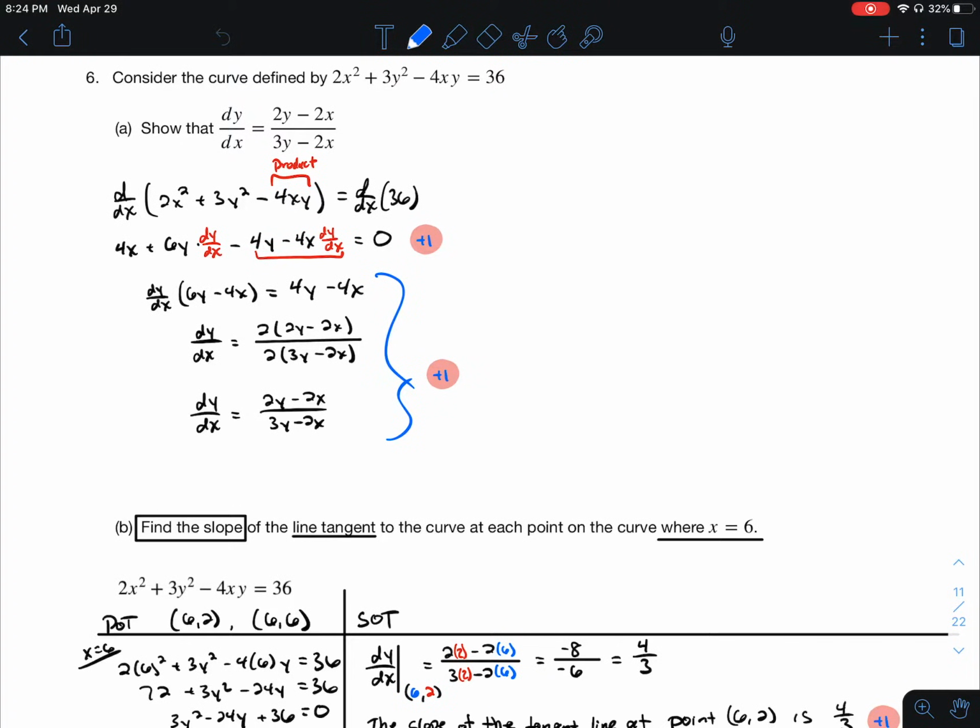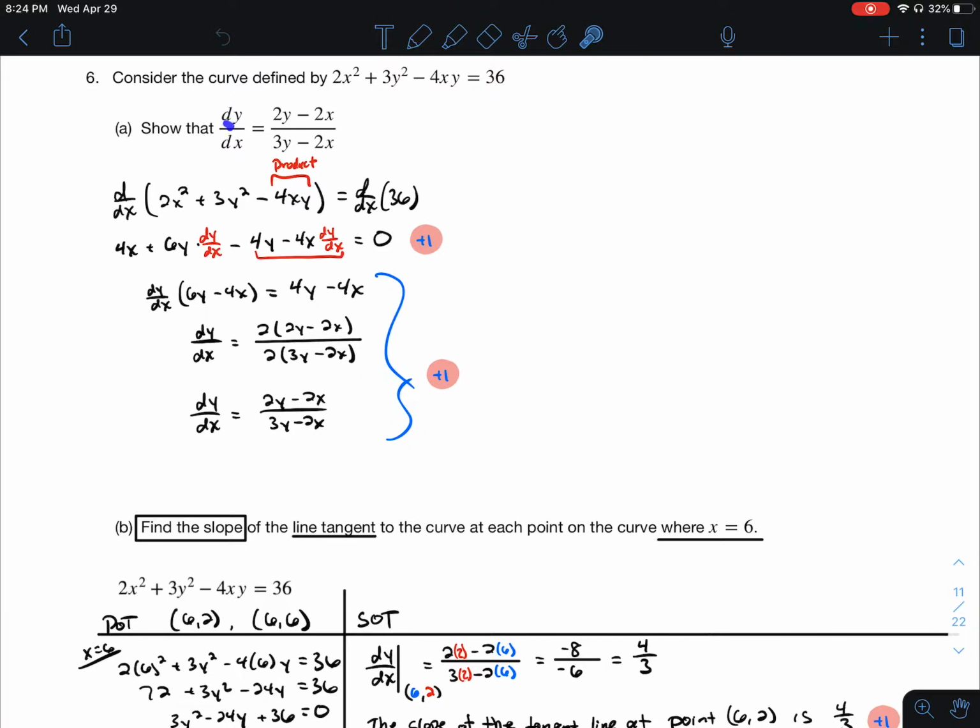AP Calculus, this is question 6 that we're using for our review from AP Classroom. Consider this curve. This is an implicit function because the x's and y's are all together, the y is not by itself. Show that the first derivative of y with respect to x equals this. So we take this equation.